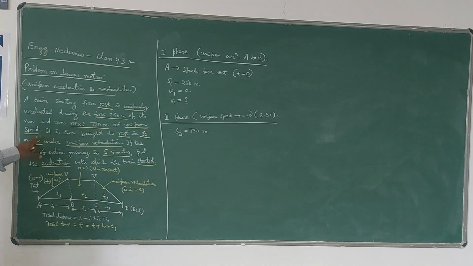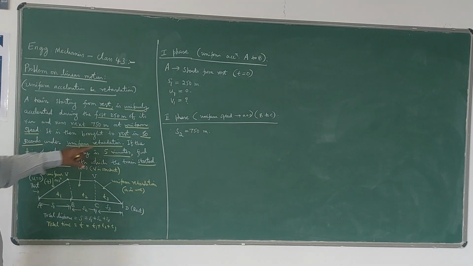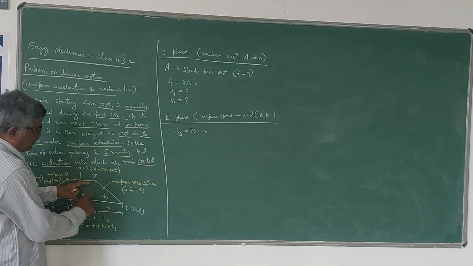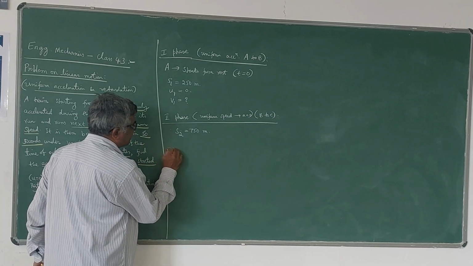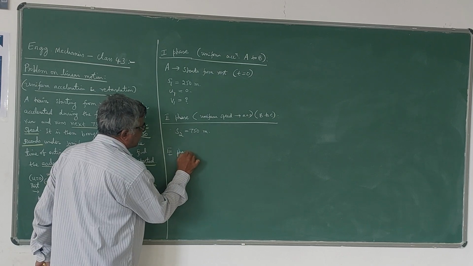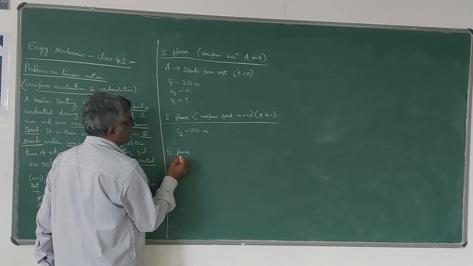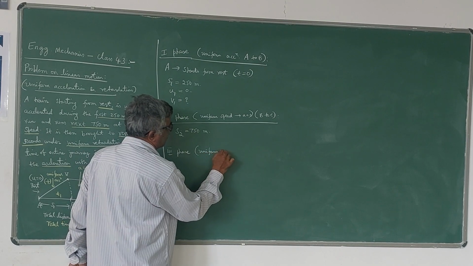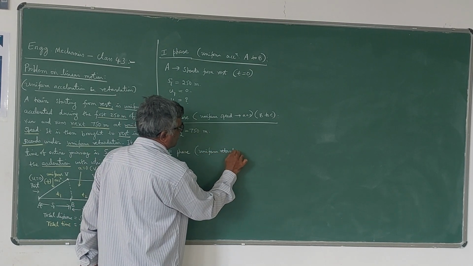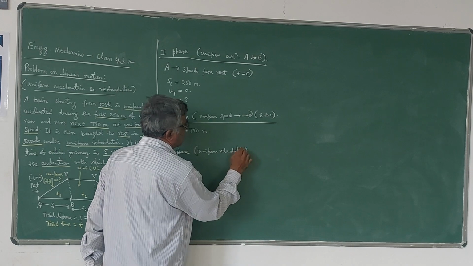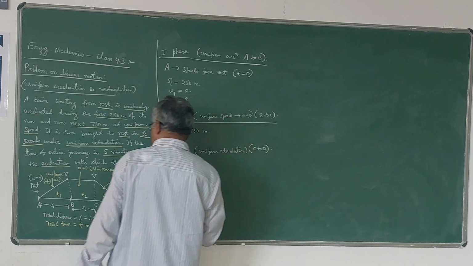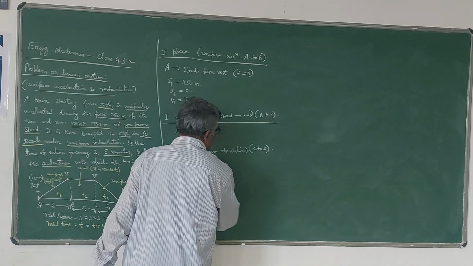Then it is brought to rest in 50 seconds. That means the third phase. So up to this it is over now. Now the third phase. In the third phase, the train is coming to rest. That means it is uniform retardation, from C to D. So it comes to rest at D.